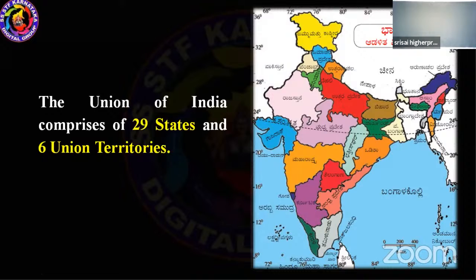And sixth it is Lakshadweep, which is in the Arabian Sea. And seventh it is Pondicherry, in the eastern coastal plain. And eighth one it is Andaman and Nicobar. These are the 8 important union territories. Remember, 28 states and 8 union territories are there at present. Remember.